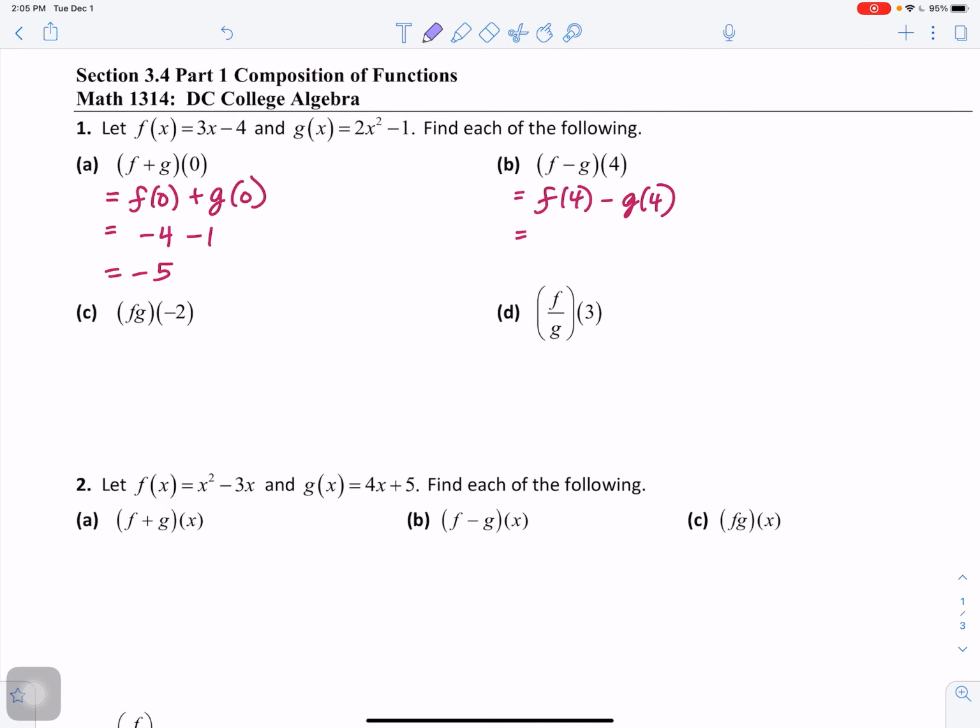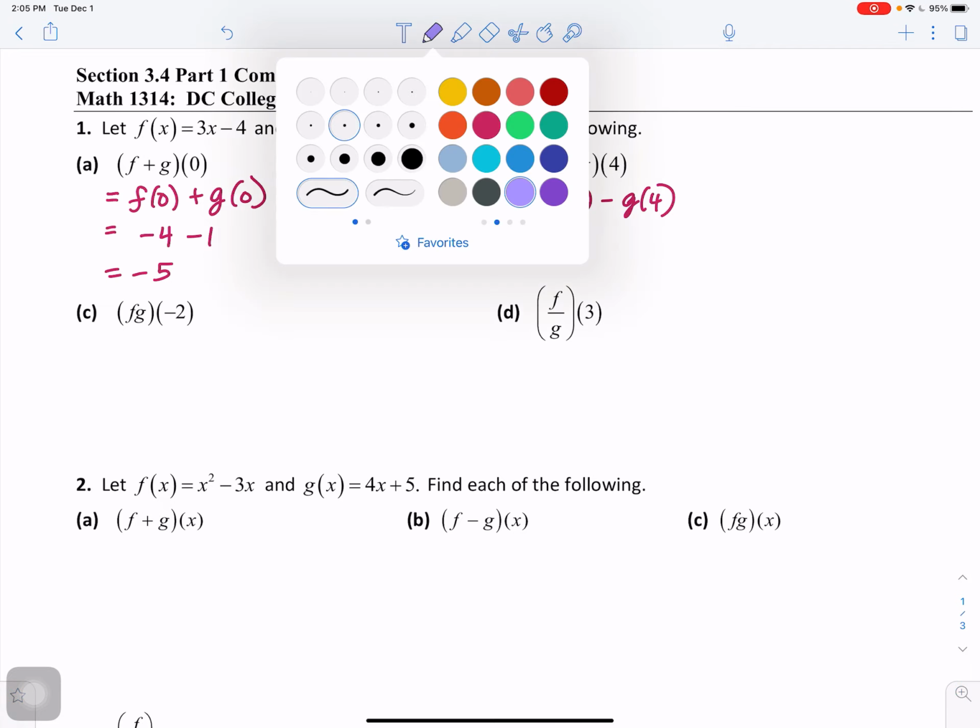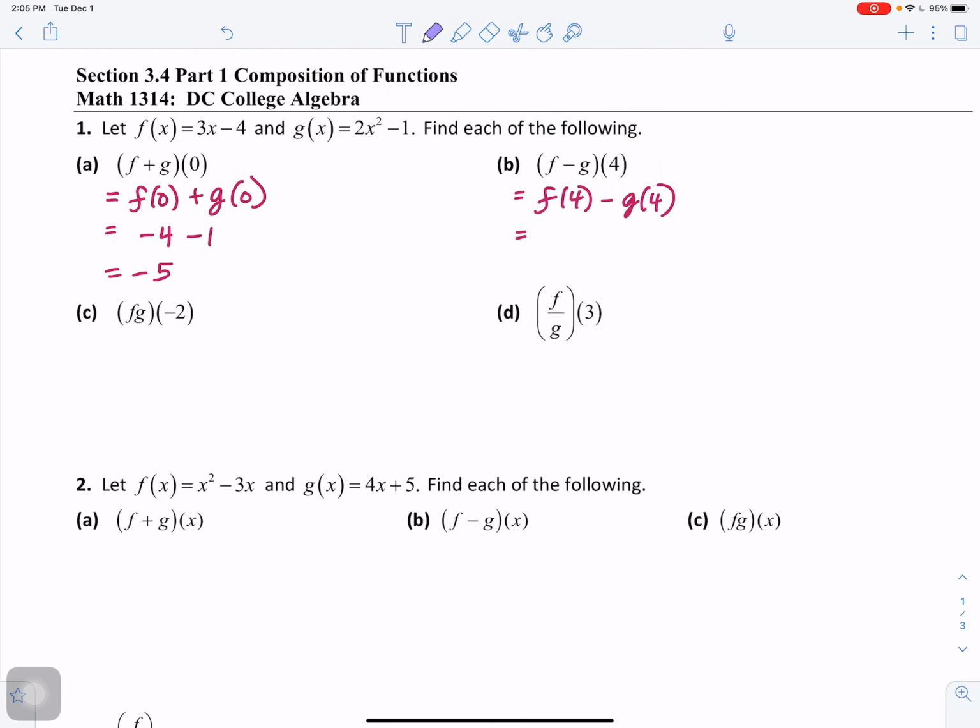Let's use that color. I don't know if that's thin enough. Okay, and that's equal to, let's go over for f of 4, and that's 3 times 4 minus 4, which is 12 minus 4, which is equal to 8.